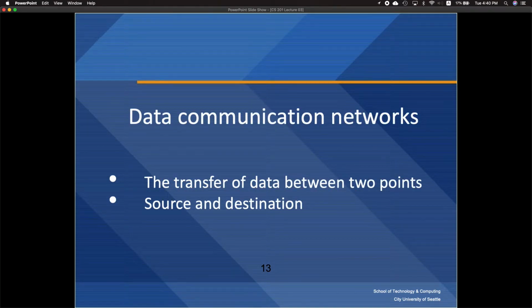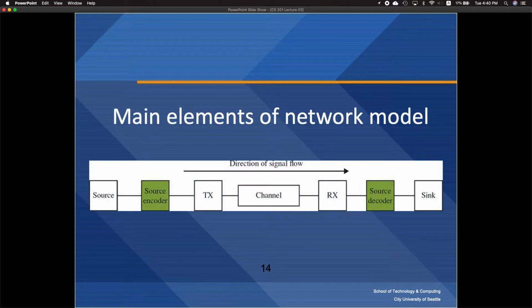Again, data communication networks are the transfer of data between two points. There's a source and a destination, right? Think of the source as a human talking to another human, and that other human is now the receiver. And basically, when the receiver hears what you're saying, he would try to decode and understand the language, right? In a network, it's similar.